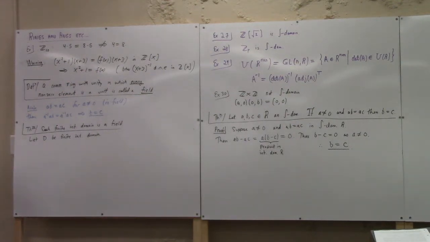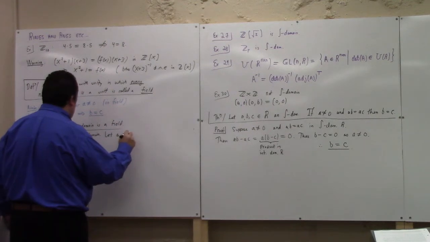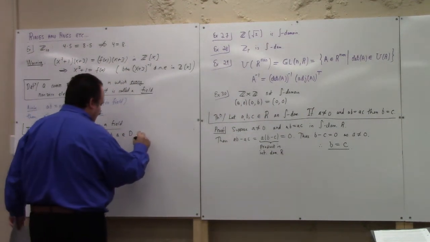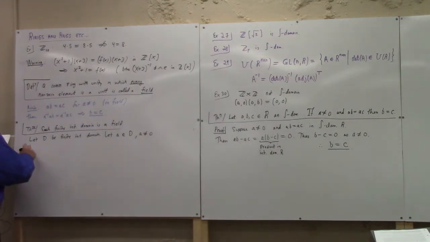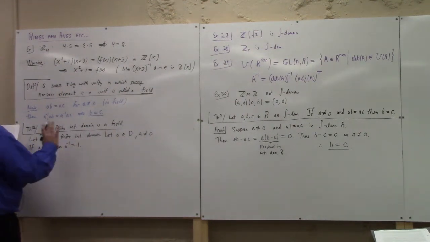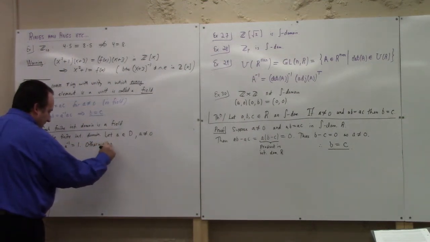Okay? So the only thing that has to be checked is what? Every non-zero thing has an inverse, right? That's what we have to check. So let A be an element of D, and with A not equal to 0. Okay? If A equals 1, then A inverse is equal to 1, so great. Otherwise, A is not equal to 1, right?